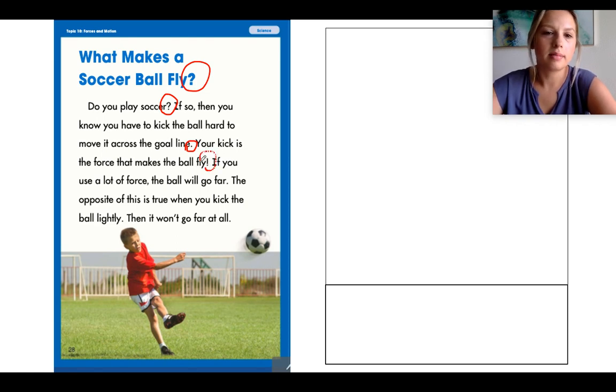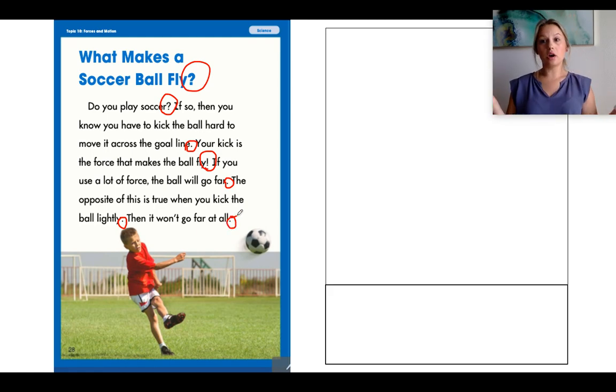Ooh, I see an exclamation mark. So we said it excited. If you use a lot of force, make sure you're bouncing that finger, the ball will go far. I see a period. The opposite, like an antonym, of this is true when you kick the ball lightly. Then it won't go far at all. So if you kick the ball lightly, it's not going to go very far.